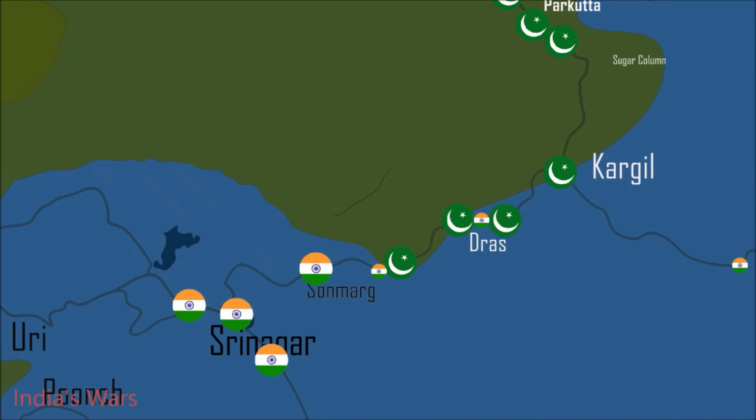After a few days of halt, the enemy attacked Dras on May 22, 1948. The defenders at Dras suffered some losses, but were able to push back the attack coming from the enemy. The two platoons holding Dras, surrounded from all the sides, quickly started to lose hope of reinforcements coming from Srinagar.